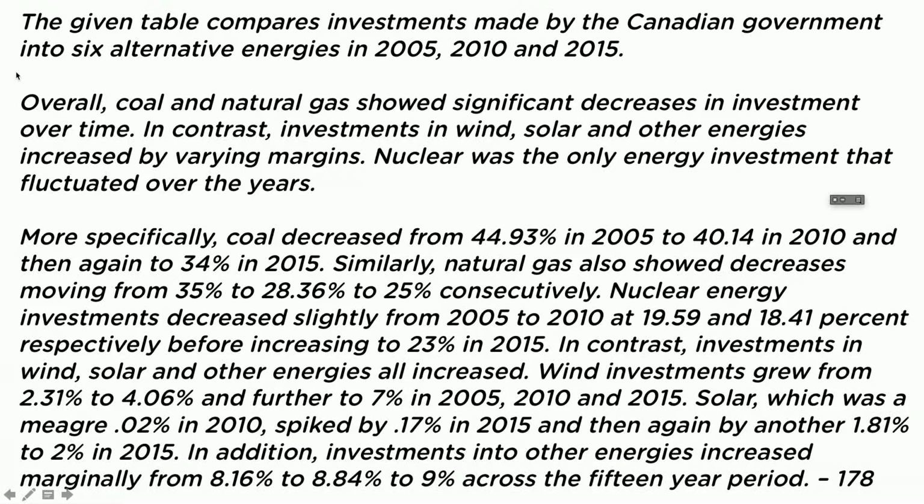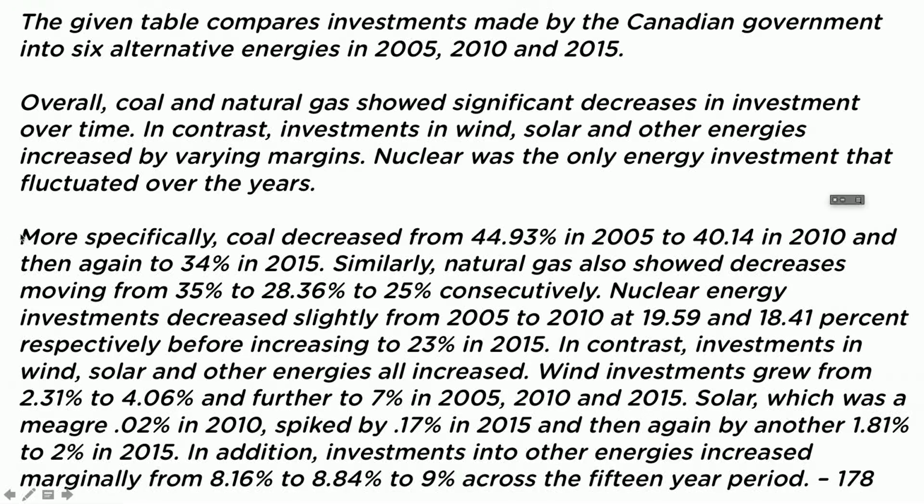So, the given table compares investments made by the Canadian government into 6 alternative energies in 2005, 2010, 2015. All I did there was rewrite the graph description from the box, right? Now I moved on to my general description of the key trends. And I said, overall, coal and natural gas showed significant decreases in investment over time. In contrast, investments in wind, solar, and other energies increased by varying margins. Nuclear was the only energy investment that fluctuated over the years. That's fine, I'm happy with that so far.